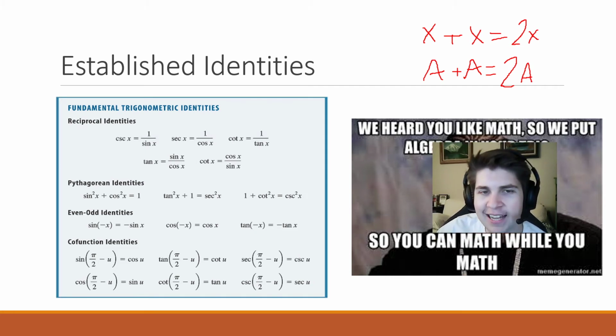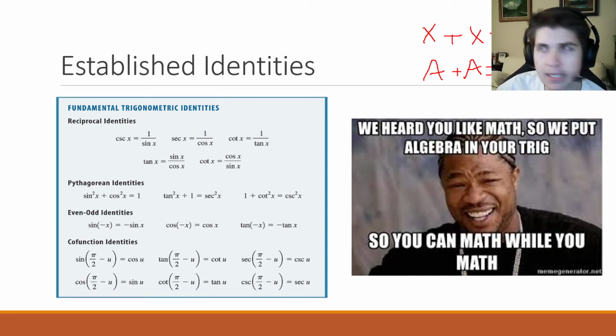But basically, an identity is true regardless of what variable is being used within it. So I'm going to stop being weird and get back to identities.